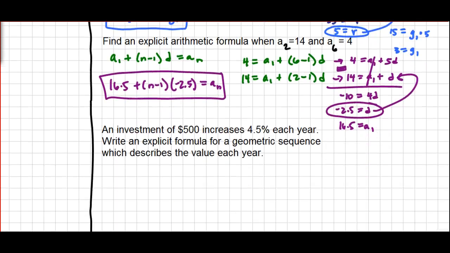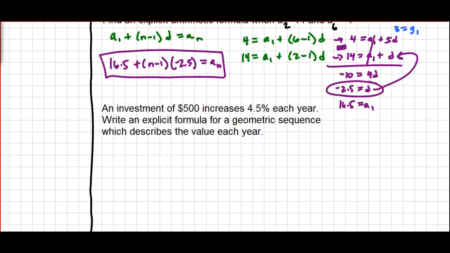Final question that we're going to do here is a word problem. Word problem has percents in it, so even if it didn't say that it was geometric, the fact that there is a percentage there indicates that it is indeed a geometric situation. Be careful here because the investment of $500 is not the first term. This is actually going to represent year 0 because it's the initial investment, but it's not the first term.